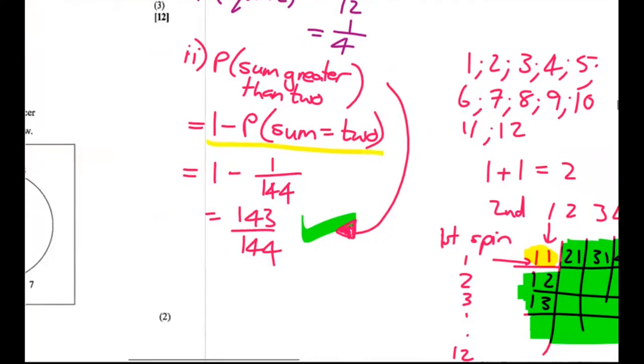Okay, and the probability of the sum being equal to 2, the first time it had to be a 1, so it would have been a 1 over 12, times by the second one would have been a 1 over 12. Remember, when we're talking about independent things, when we spin, each spin will be independent. So we were allowed to multiply. So that's another way you could have got the 1 over 144.